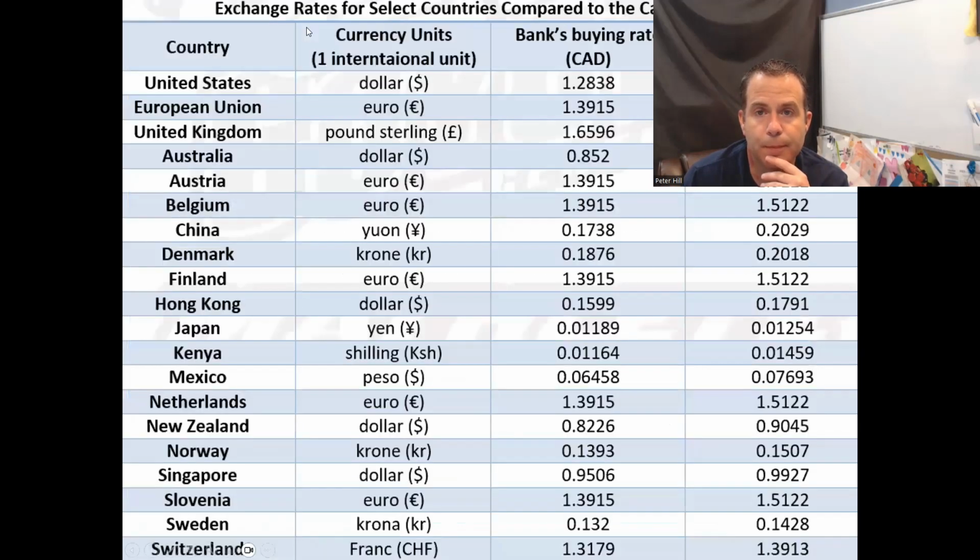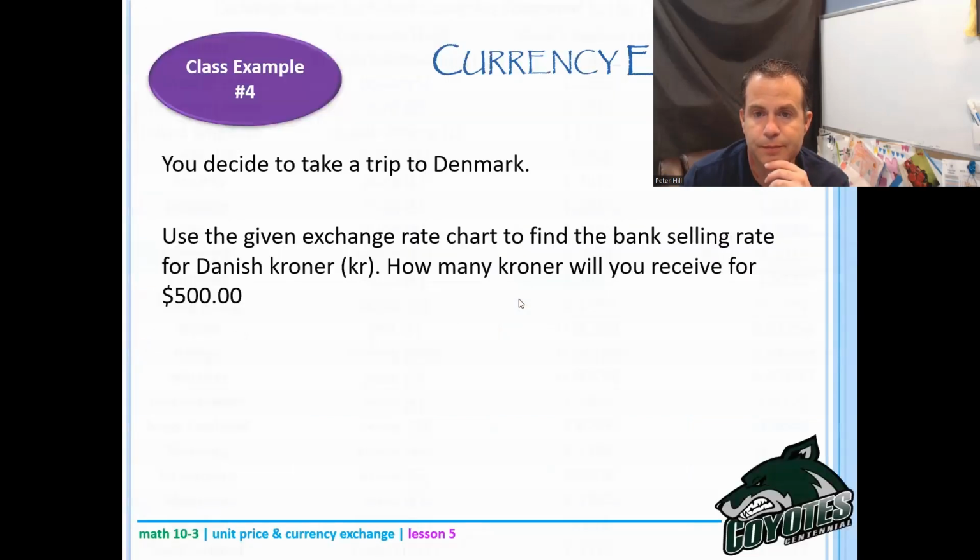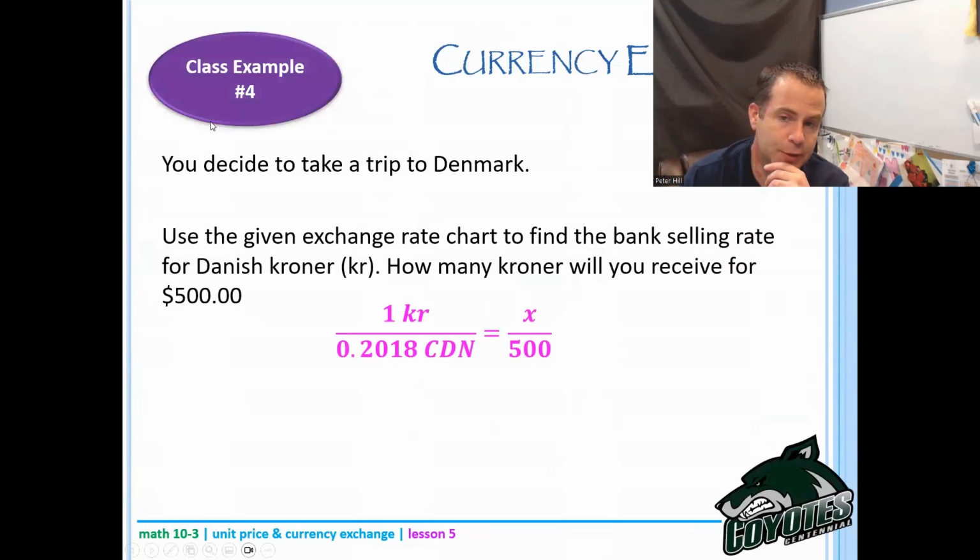Okay, so we go back to our chart. Here's Denmark. Okay, there's the krone. And we're looking for the selling rate. So we're looking at that number right there, 0.2018. So 1 krone is worth 0.2018 Canadian. Okay, that's our exchange rate that we're going to use.